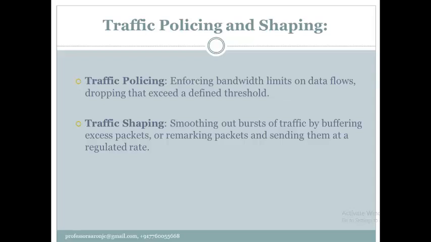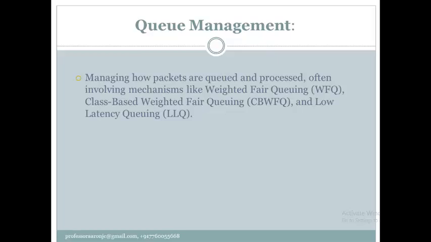Okay, queue management. There are various types of queues. We have different weightage. Based on the weightage, the queues will be created, and traffic with high weightage will be placed in the high priority queue. Low priority traffic will be kept in the low priority queue, and so on. So queue management is managing how the packets are queued and processed, often involving mechanisms like weighted fair queue. This is one type of queuing mechanism. Based on the weightage, queues are created and forwarded.